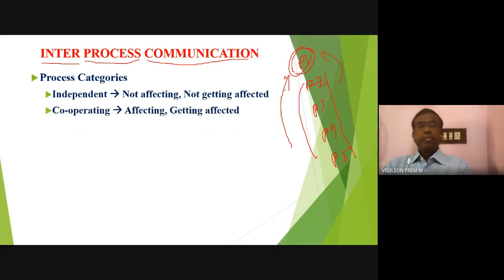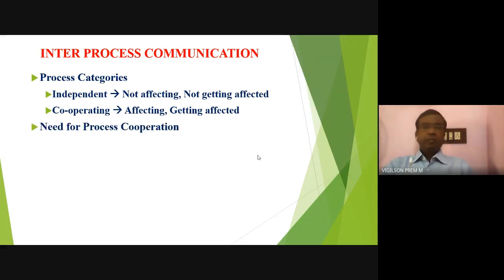Okay. Second one, cooperating or communicating or dependent. The word cooperate already means they need help from one another. Now how are we changing the statement? A process that affects another process and also gets affected by another process. That means P1 wants some information from this process and this process also wants some information from P1. Now another situation: P1 wants some information from P2 and P2 wants some information from P1. What does it mean? P1 and P2 are cooperating, not others. Okay, only P1 and P2 are cooperating.